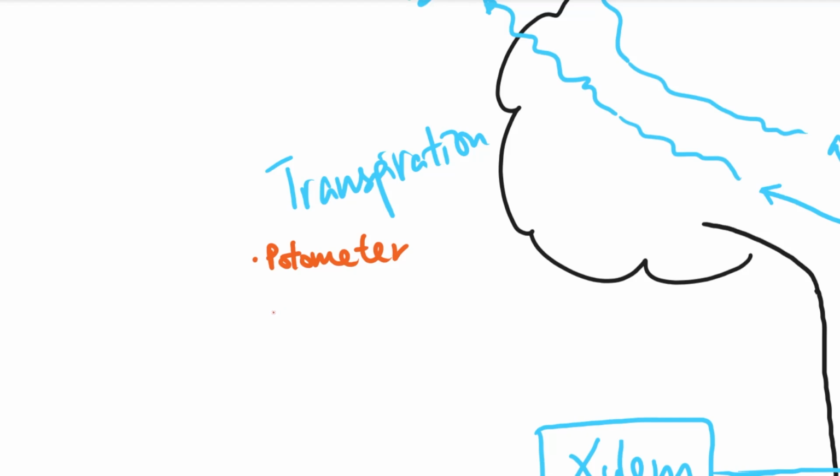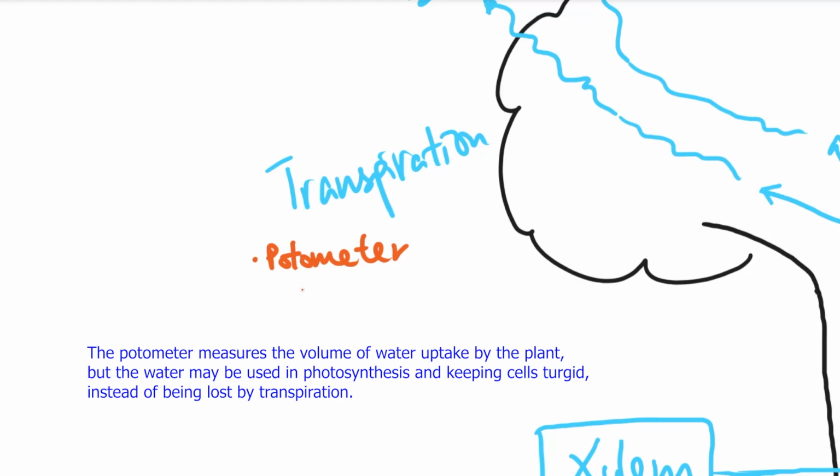It can change the conditions around the plant to investigate how the different factors affect the rate of transpiration. Notice I mentioned that it's an estimation, because the potometer only measures how much water is actually absorbed by the plant, but that water can be used in photosynthesis. It could be used to maintain the cells' turgidity instead of all being lost through transpiration, so it's an estimation.